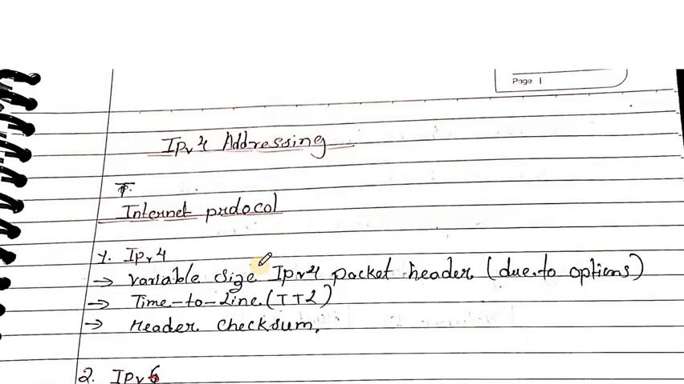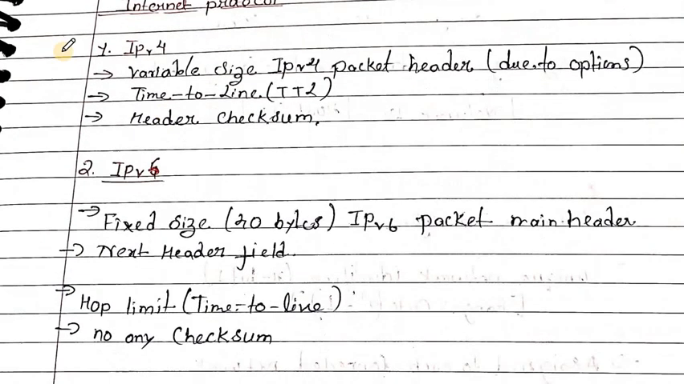Okay, let us start a new chapter: IPv4 addressing. There are two versions of Internet Protocol: IPv4 and IPv6. In IPv6, there are some points: variable size packet. IPv4 is a variable size packet due to options, which we have already learned in the IPv4 header in previous videos.